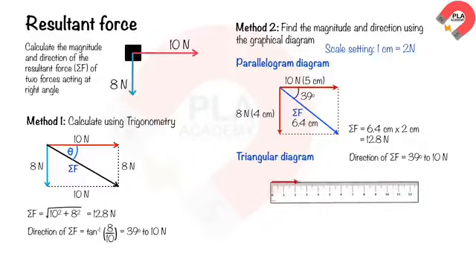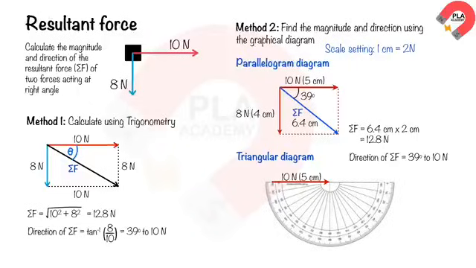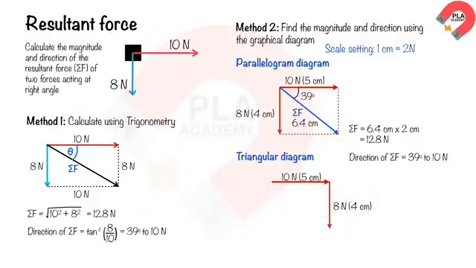Triangular diagram. Draw the force of 10 newtons for 5 centimeters. Measure the angle at the head of the 10 newtons force using a protractor as 90 degrees. Link the tail of the 8 newtons force to the head of the 10 newtons force. Draw a force of 8 newtons for 4 centimeters. The resultant force is formed by connecting the tail of the 10 newtons force to the head of the 8 newtons force. Measure the length of the resultant force.